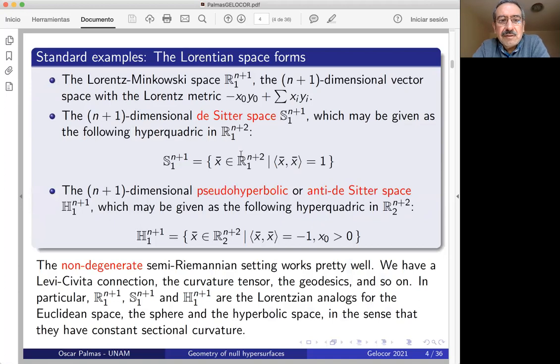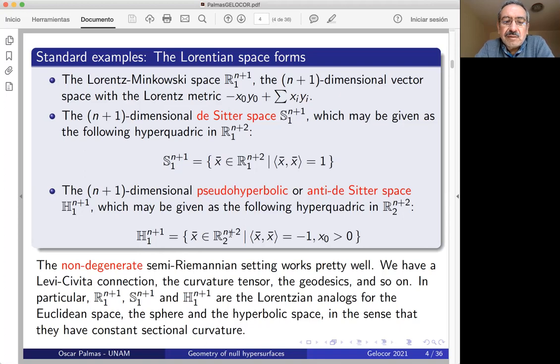So the standard examples of these objects are the Lorentz-Minkowski space, which has this so-called Lorentz metric, the de Sitter space, which can be seen as a hyperquadric in the Lorentz-Minkowski space, and also the anti-de Sitter space, or the pseudo-hyperbolic space, which can be seen also as a hyperquadric in some Lorentz-Minkowski space. Okay.